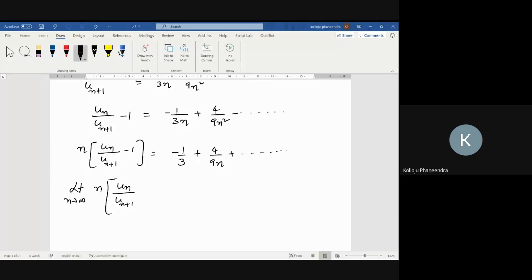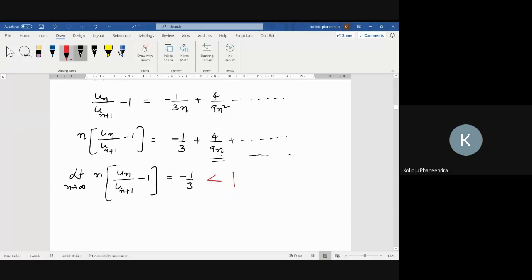That is equal to what? Every term with n in the denominator goes to 0, so you will get minus 1 by 3. What is this value, minus 1 by 3? Less than 1 or greater than 1? Less than 1. Therefore, by using Raabe's test, sigma un is less than 1 means what? Divergent.